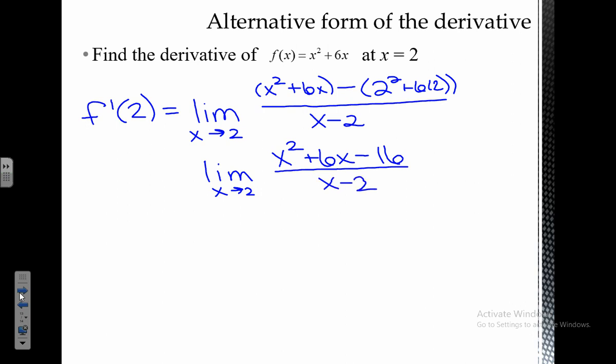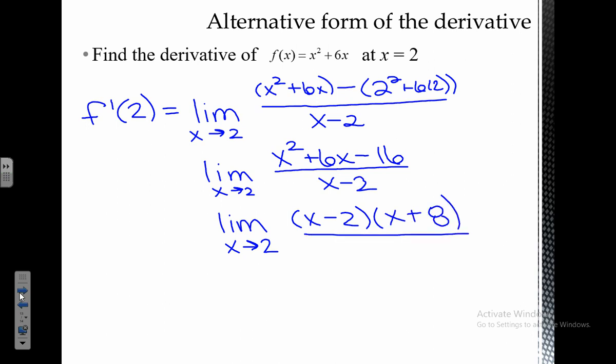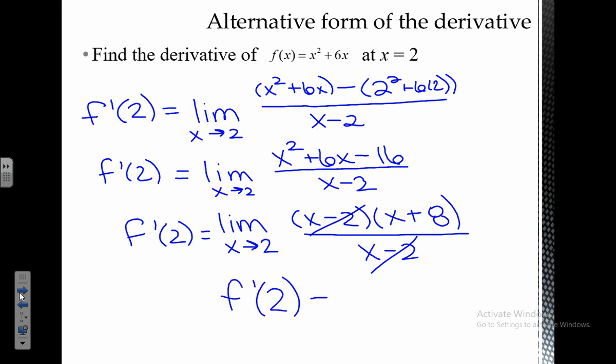Right now we cannot evaluate the limit because x minus 2 is in the denominator. But you know we are going to be able to with a polynomial, right? So maybe we could factor our numerator. What does our numerator factor to? x plus 8, is that what you said? So when we evaluate that limit, the derivative at 2 would be 10.